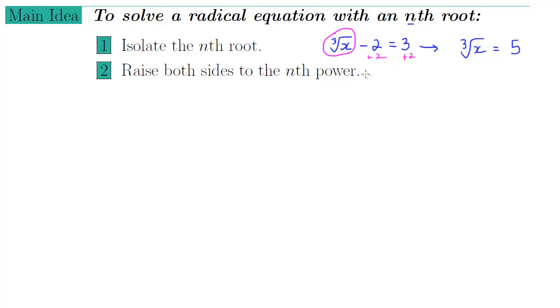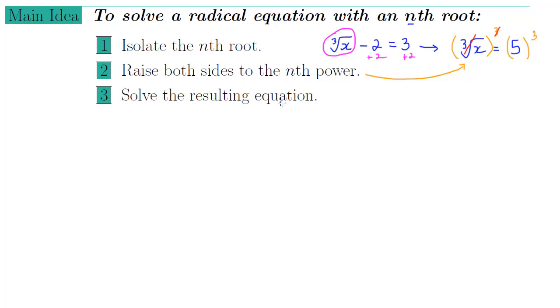Well, in this equation that I have over here, if I wanted to raise both sides to the nth power, I would cube both sides, since we have a cube root. And that has the effect of getting rid of the cube root. The cube root and the cube are reverse operations.